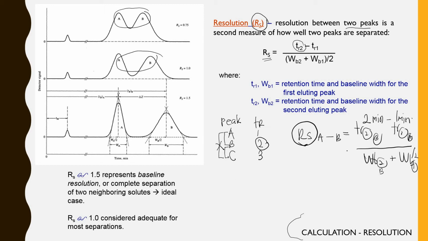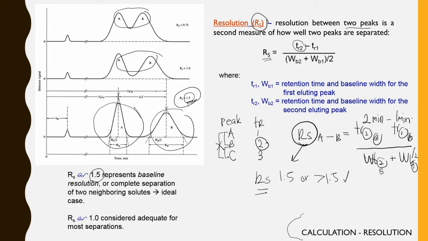So it's quite easy to understand based on this one. Okay, but if you calculated the RS and the value obtained is 1.5 or more, okay, RS is 1.5 or more than 1.5, then you can make a conclusion that these two peaks are well separated. Okay, so this is an example. For example, you get 1.5, you can see that these two peaks are well separated.